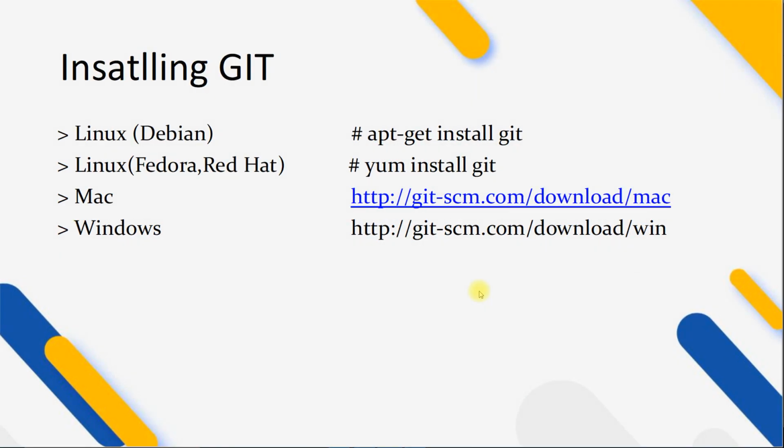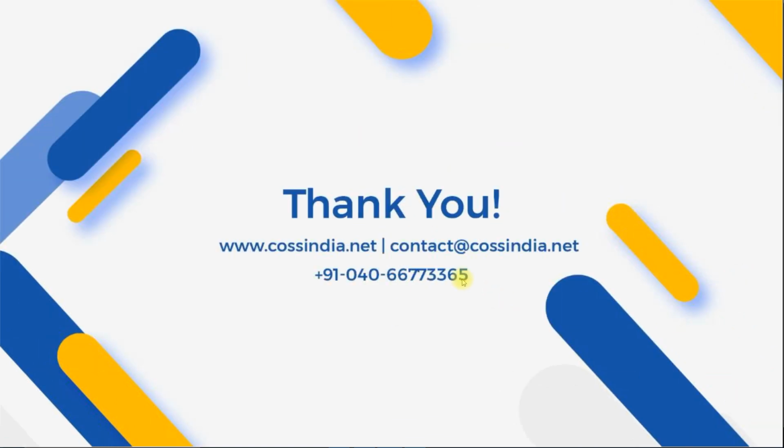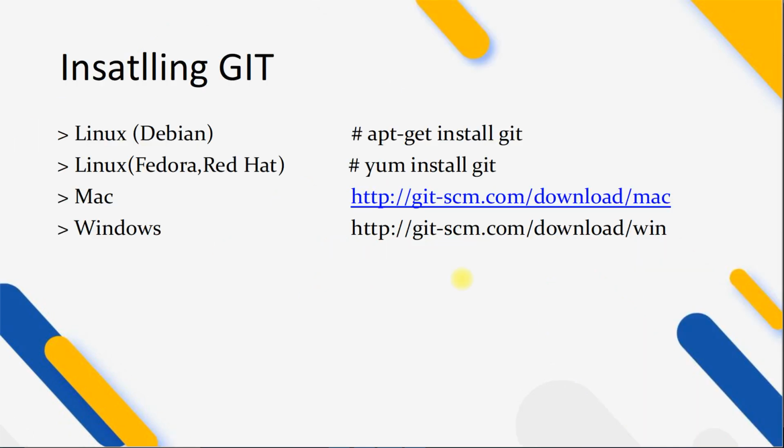Next, how to install git. Installing git is very simple. If you have a Linux of the Debian family, you can use apt-get to install git, or if you have Fedora or Red Hat, you can use yum install. For Mac, you have to follow this URL to download, and if you have Windows, you can also follow this URL to download.